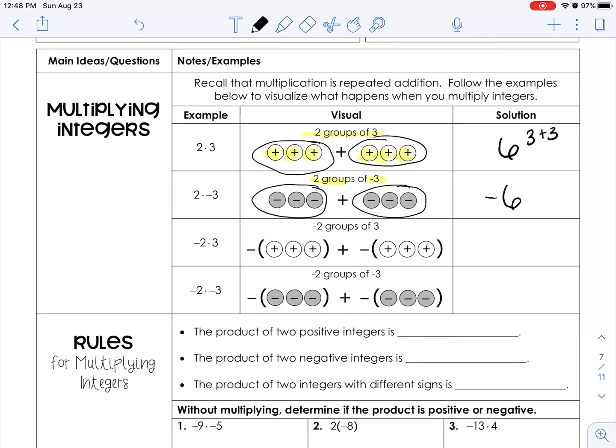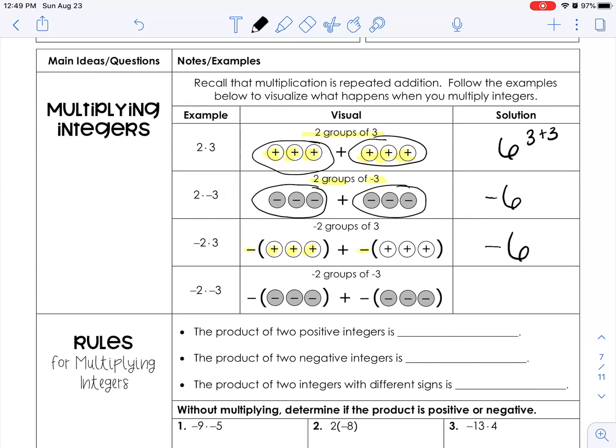In the next example, negative 2 times 3. We still have 2 groups, but each group is considered a negative group. So you have a negative on the outside. The 3 is positive, so that's why we're using 3 positive counters in each group, for a total of 6 positive counters. But because each group is a negative group, it is a negative 6.